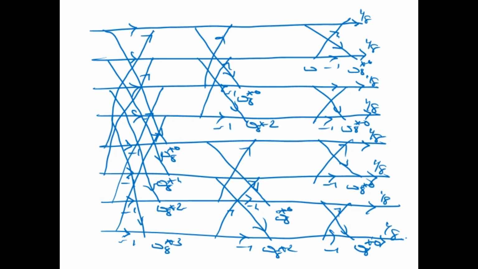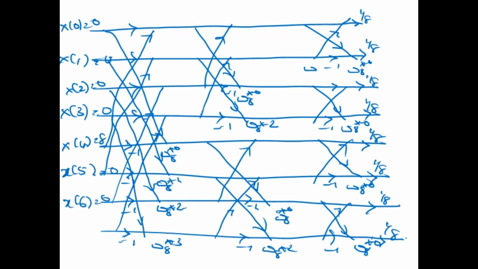So input will be in the normal order. X of 0 is 0, x of 1 is 0, x of 2 is 0, x of 3 is also 0, x of 4 will be 8, x of 5 will be 0, x of 6 will be 0, x of 7 will be 0. So first stage output will be 8, 0, 0, 0, minus 8, 0, 0, 0. So these are the inputs for second stage.